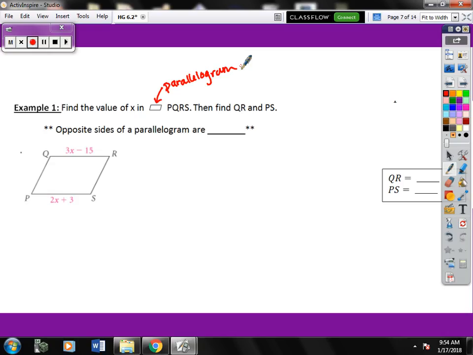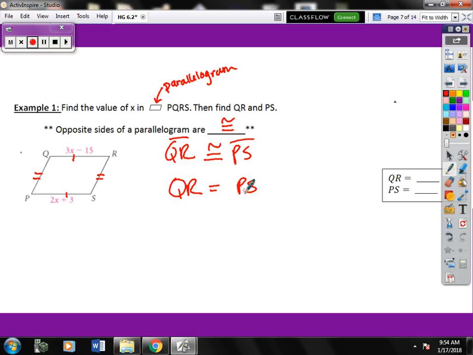So in a parallelogram, we know that it obviously has parallel sides, but from the theorem above, we also know that the opposite sides are congruent. So opposite sides of a parallelogram are congruent, which means that QR is congruent to PS. That would be using theorem 6.1. Not that we're doing a proof, but we can then say if they're congruent, then they must be equal.